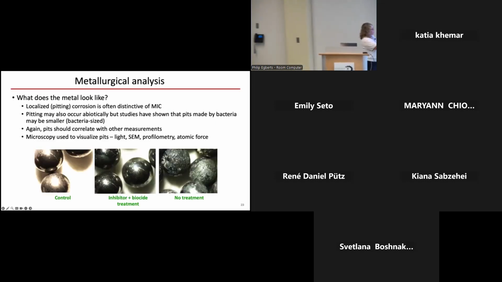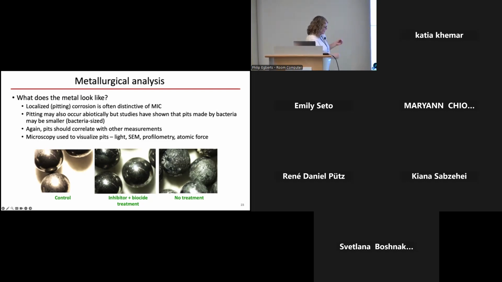And then you can also take a look at the metals. I know you have done a lot of work, there are many different tools that can do an analysis of the metal itself. So you can maybe look at pitting, which is often, but not necessarily, distinctive of MIC. Any pits that you see should correlate with other measurements. And you can use a lot of different visualization tools to see what effects the microorganisms might have had.